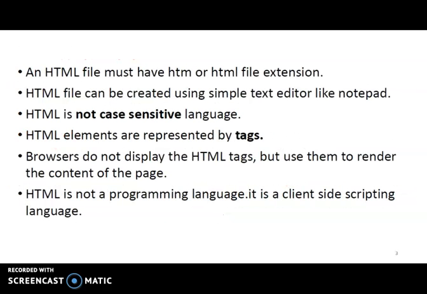Now see, an HTML file must have the .html or .htm file extension. In C you have a .c extension, in C++ you have a .cpp extension, in VB you have a .vbp extension. That's why HTML also requires an extension to save the file. So HTML has the .html or .htm file extension.